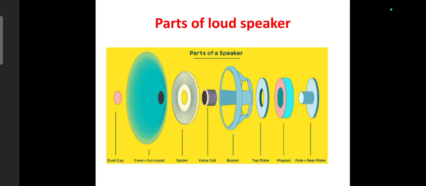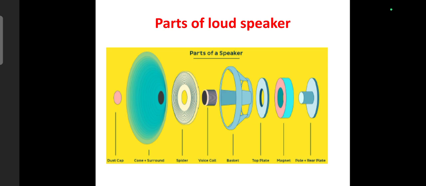This figure shows the different parts or internal construction of a loudspeaker. Although it may appear simple from the outside, several components work together to produce clear and high quality sound. The cone moves back and forth to generate sound waves. The voice coil carries the audio current and is responsible for creating motion. A strong permanent magnet provides the magnetic field required for operation.